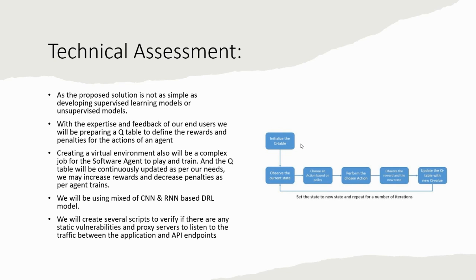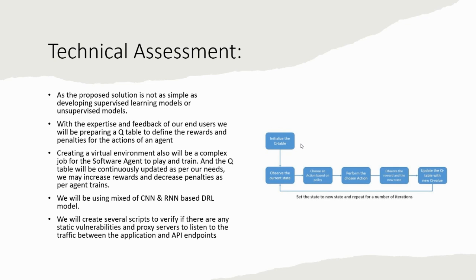Okay, and creating a virtual environment is also critical for our project. It's what I said earlier, a Genymotion emulator, and it is a little bit complex for the software agent to play and train in, and the Q table will be continuously updated as per our needs. If the software agent keeps on learning very quickly, then we need to check the rewards option. So we have to define our states and actions. If it is taking too much time, either we have to increase the rewards or we have to reduce the penalties for the software agent.